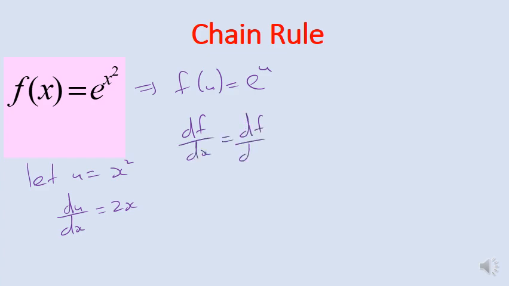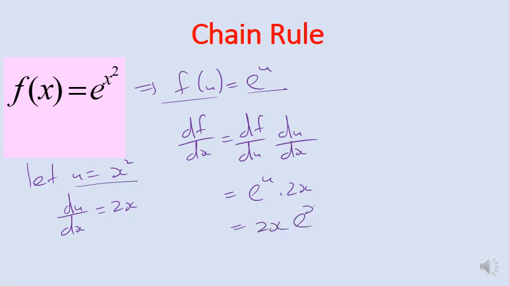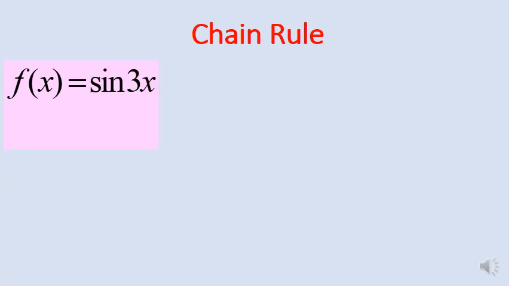Is df/du times du/dx. Right? What is df/du? df/du is e to the u. What is du/dx? It's 2x. Did they give us u? No, we introduced u. So go back, replace u with x squared, and there you have it. That's your final answer. How difficult can this be? I'm going to pause. Think about that. It's pretty straightforward.